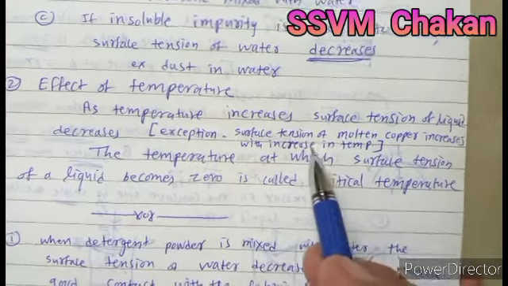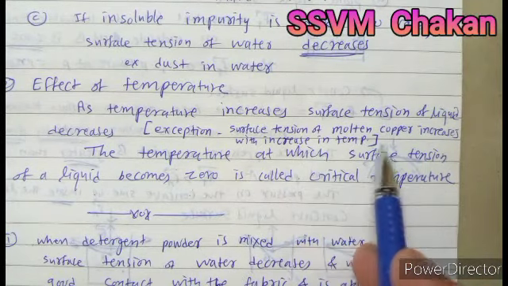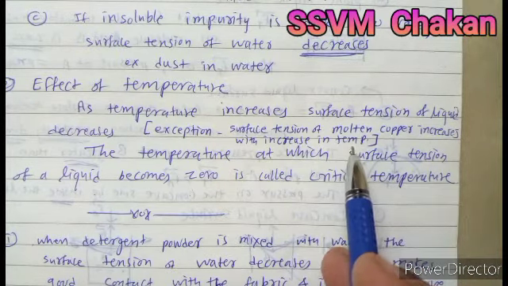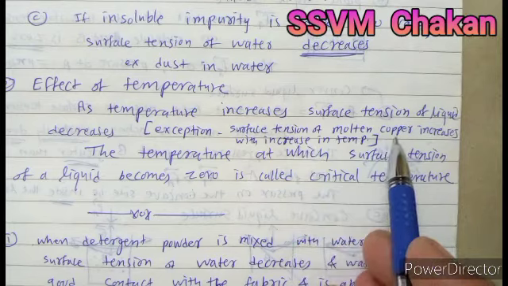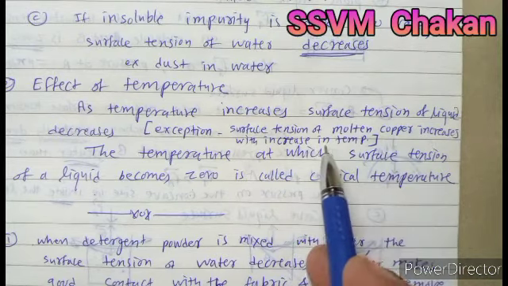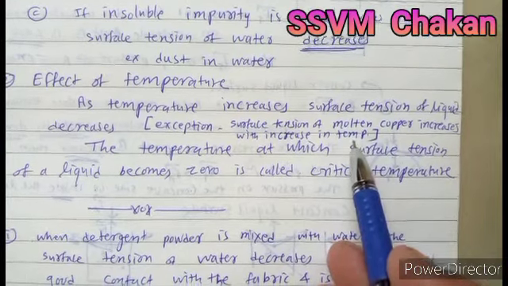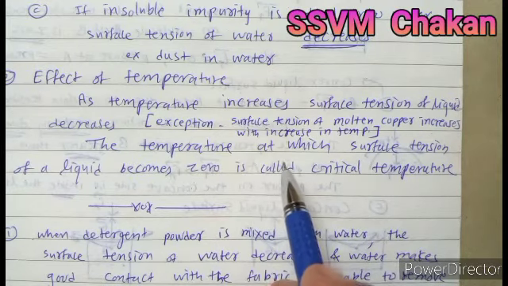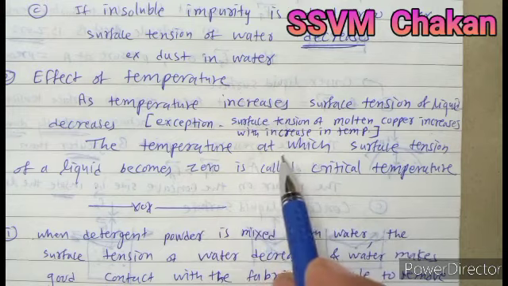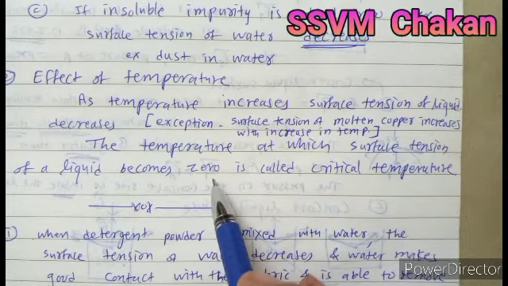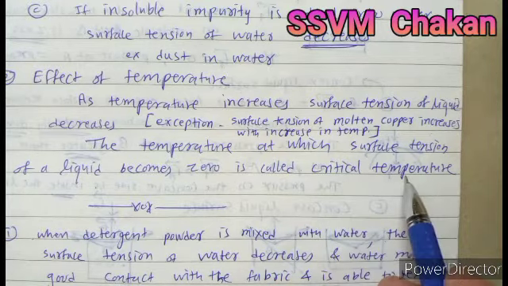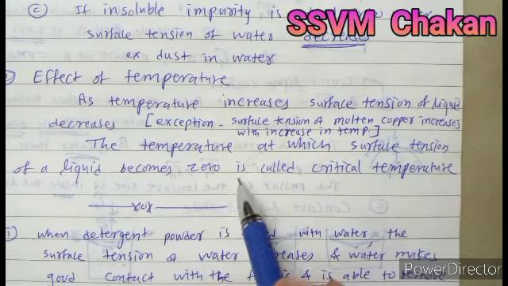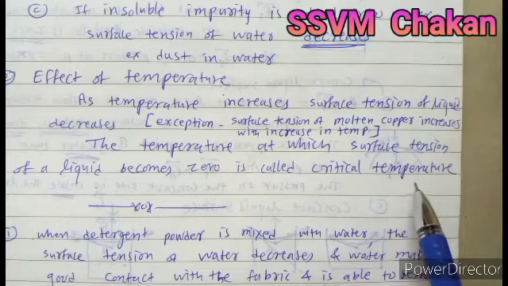But there is one exception. Surface tension of molten copper increases with increase in temperature. म्हणजे लिक्विड स्वरूपातल्या कॉपरचं सरफेस टेन्शन जे आहे ते वाढत जातं जसजसं त्याचं तापमान तुम्ही वाढवाल तसं तसं. म्हणजे टेम्परेचर वाढवलं की जनरली काय होतं तर सरफेस टेन्शन डिक्रीज होतं. मग एखादं टेम्परेचर असं येतं की ज्या वेळेला त्या लिक्विडचं सरफेस टेन्शन हे 0 होतं, त्या तापमानाला म्हटलं जातं क्रिटिकल टेम्परेचर. The temperature at which surface tension of a liquid becomes 0 is called critical temperature.